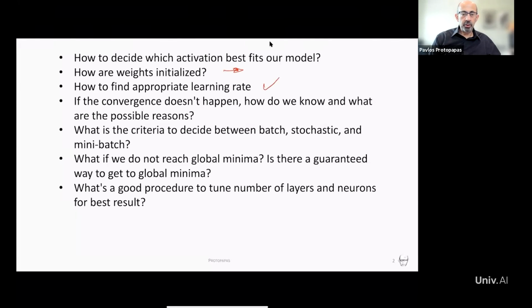If the convergence doesn't happen, how do we know and what are the possible reasons? The possible reason is easy. What do you mean by convergence here? It means it doesn't get to the global minimum, or it just jumps around? I think convergence means getting to any minima, right, sir? Like the tangent will be flat. Yeah, I think you're right. That's what I would guess. So it means it doesn't get to any minima. Well, there's a couple of reasons. Your batch size is too small or your learning rate is too high.